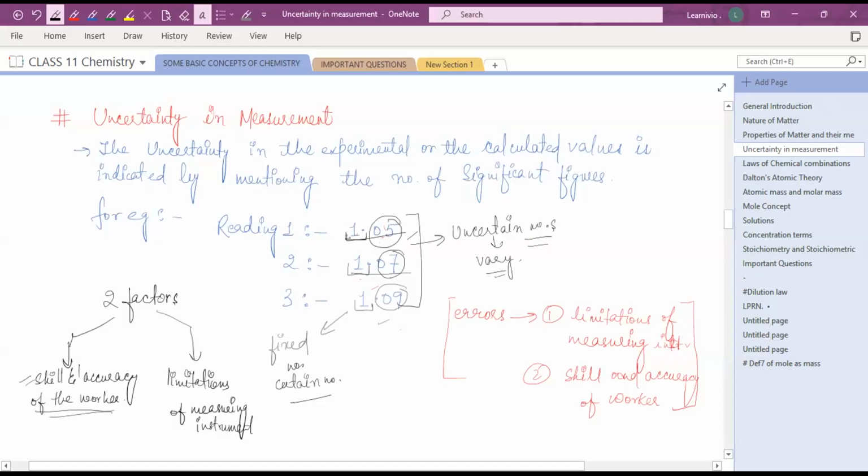So the errors are coming because of this, that's why the readings are not the same. So that's the uncertainty in measurements, right? It means you will get some uncertain numbers, and these uncertain numbers are due to error. Errors depend on two factors: skill and accuracy of the worker, and the limitation of the measurement. Clear, Sannidhi and Amna? Yes, ma'am.